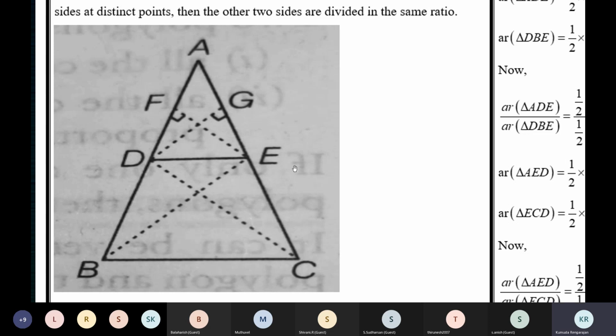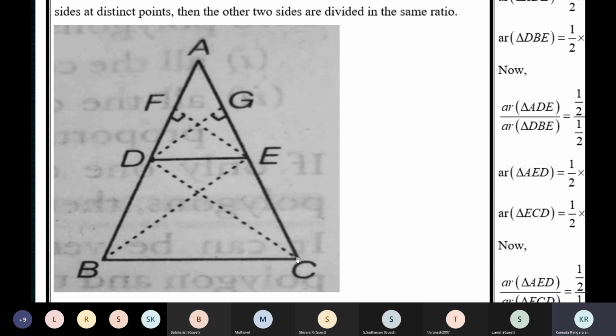We need to know the statement, children. Though sometimes it's going to be objective, still it's nice if you can remember the statement. Let me just repeat it and then ask you. If a line, you have to visualize this to say. So if a line is drawn parallel to one side of the triangle to intersect the other two sides at distinct points, then the other two sides are divided in the same ratio.